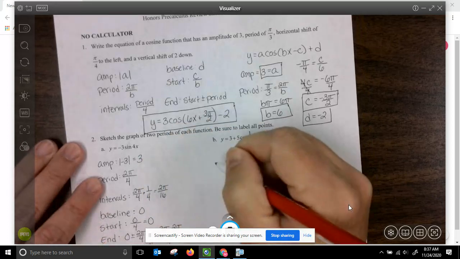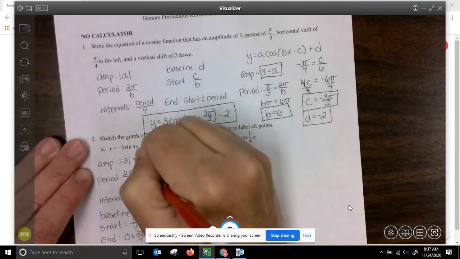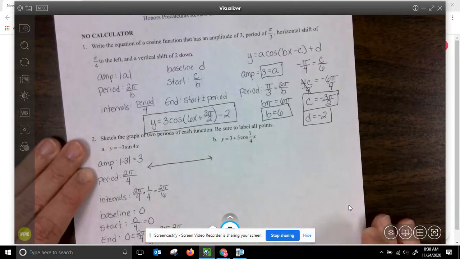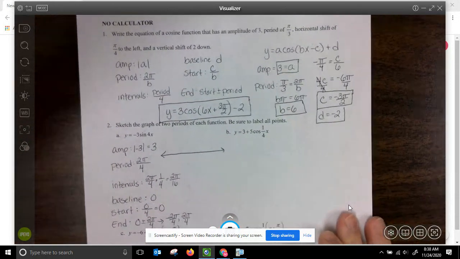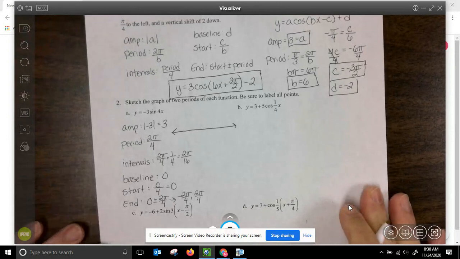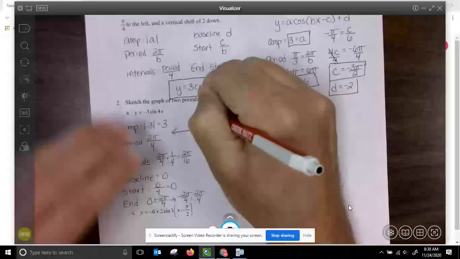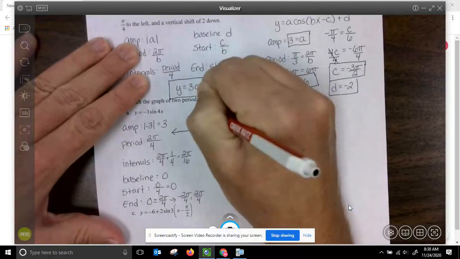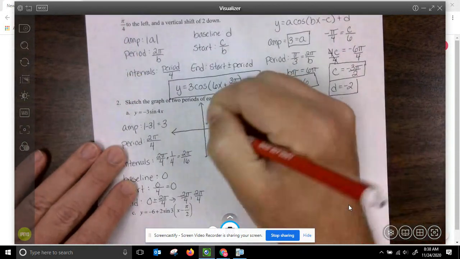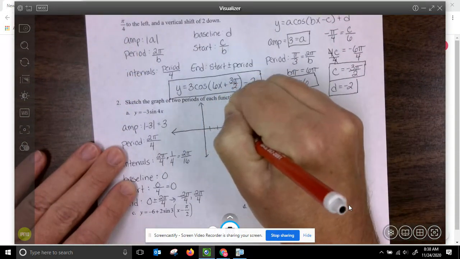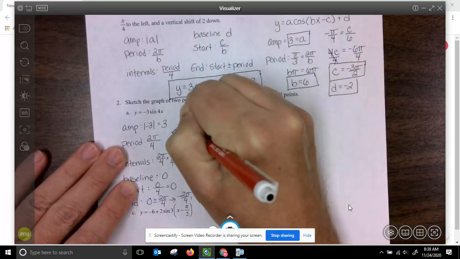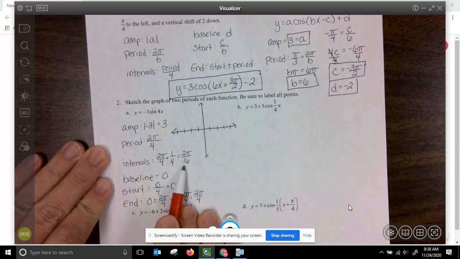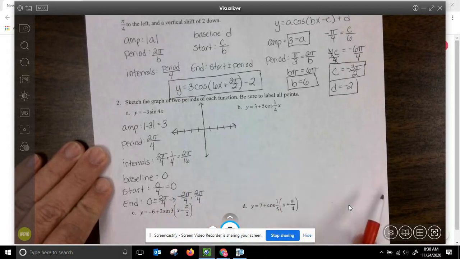Okay, so now I'll go ahead and graph this thing. All right, so we want to put our start right in the middle. For this case, our start is actually our y-axis, which doesn't always occur. Then we want to put 1, 2, 3, 4 tick marks to the right, and 1, 2, 3, 4 tick marks to the left. All right, remember our intervals here are the distance between each hash mark.